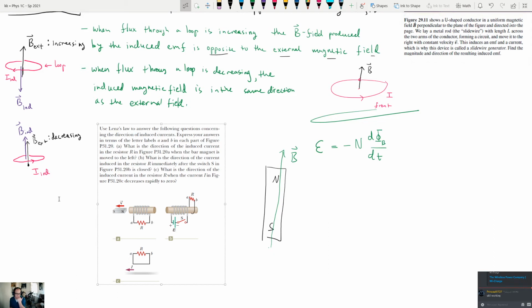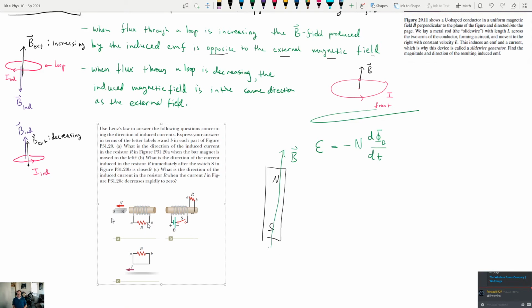Really? Maybe the loops from B to A. Well, the question is, look. Express your answers in terms of the letter labels A to B, and it says, what is the direction of the induced current in the resistor? Oh, that'd be A to B. They would be A to B. Yeah, exactly. Okay, I see what you guys were saying with A to B to A, though. For all of these, it's always the resistor, to make it more clear.